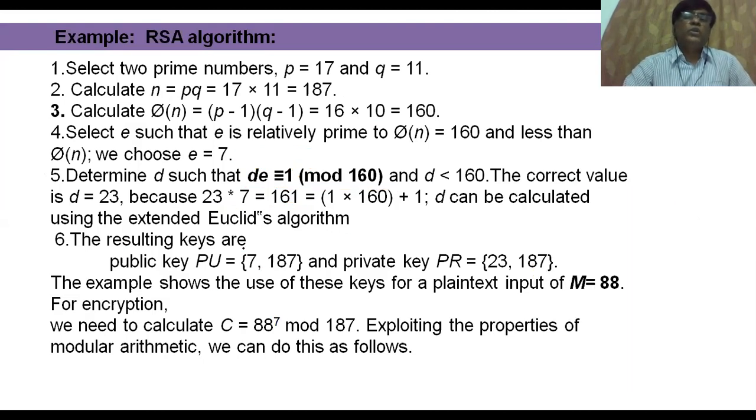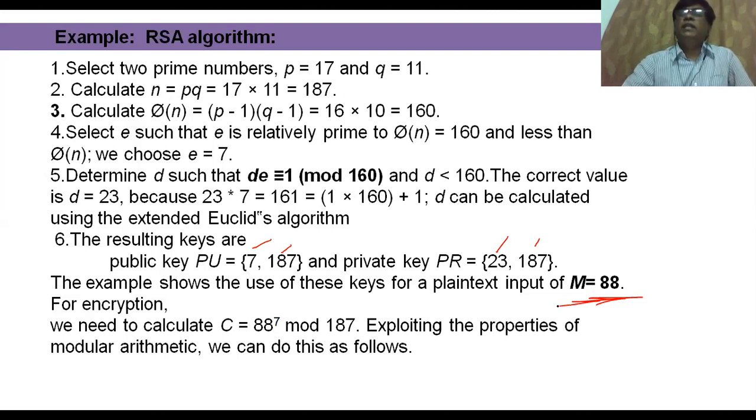Now, what is the public key here? It is E comma N. What is E here? 7. What is N? 187. The private key is D comma N. Now assume the plain text. Whatever it may be, the entire plain text is converted into some numeric integer value. Assume, for example, the plain text integer value is 88. M equals 88.